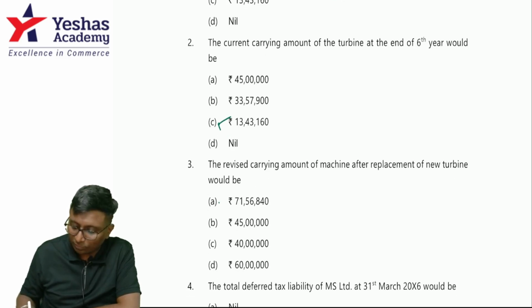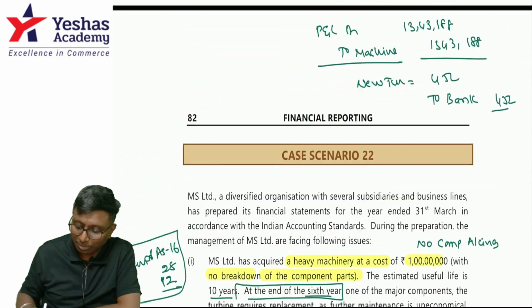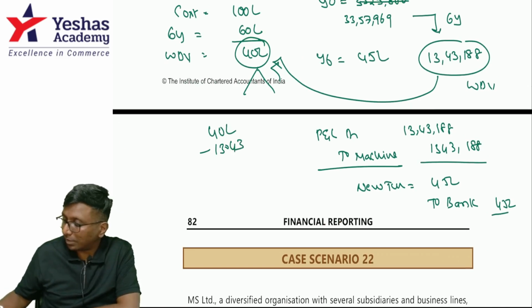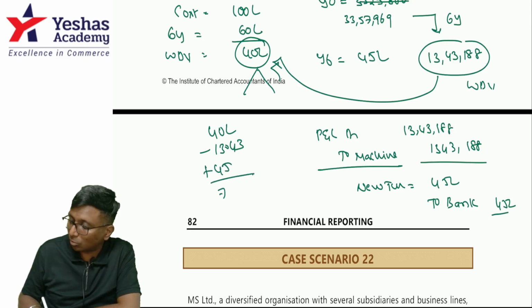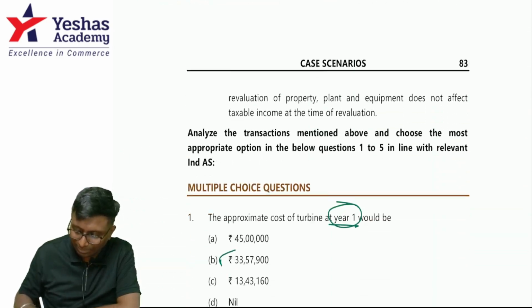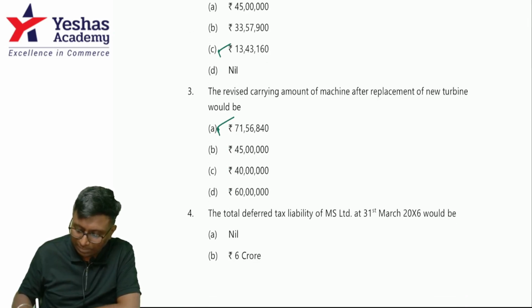The revised carrying amount of the machine after replacement of the new turbine would be, what is the number, my dear? First of all, from 40 lakh rupees, say 13.43, cut it. 40 lakh minus 13.43, once you cut it, plus now you have to add another 45. 40 plus 45 is a new number, that is equal to 71.57. That will be my new carrying amount of the machine. 71.56 or 57, this is the number.